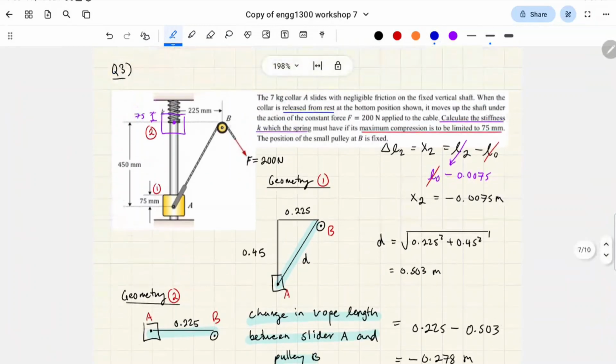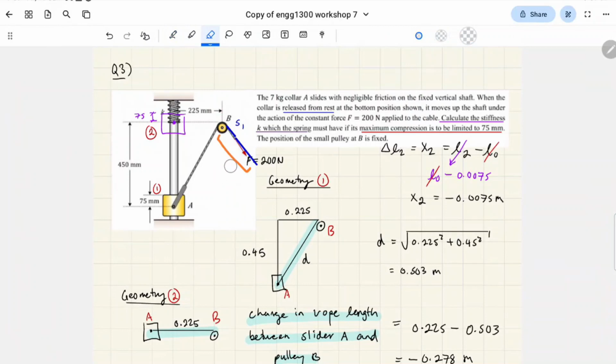Okay, so if this is S1, and then it gets extended, that's S2. When I say S, I'm referring to delta S technically, so S from 1 to 2. And it's the rope which gets moved.